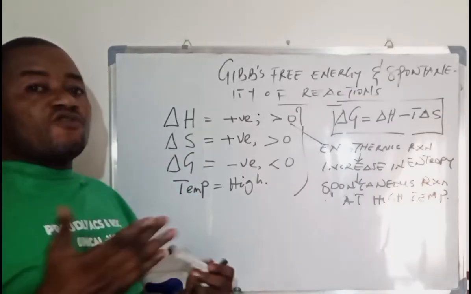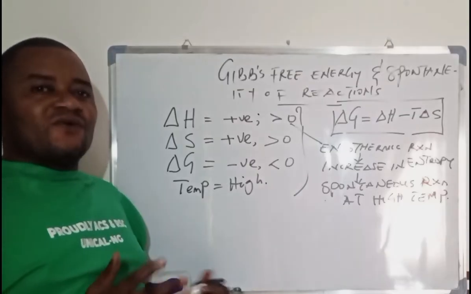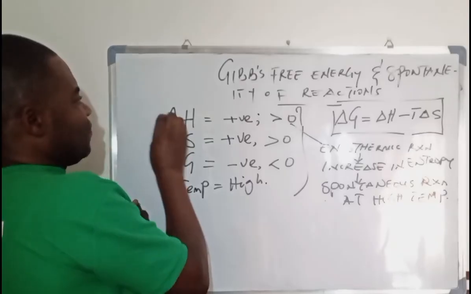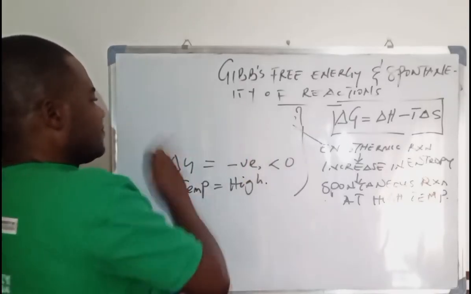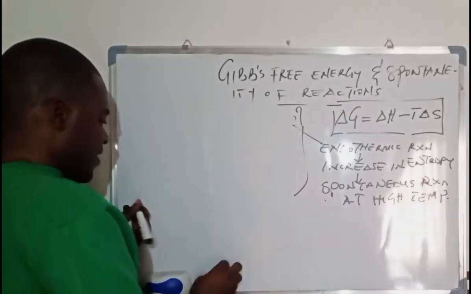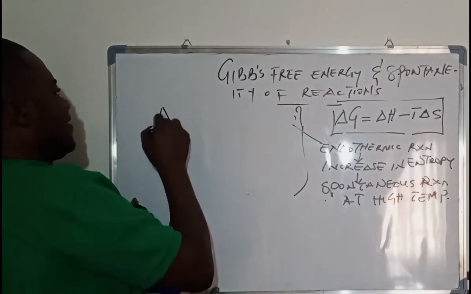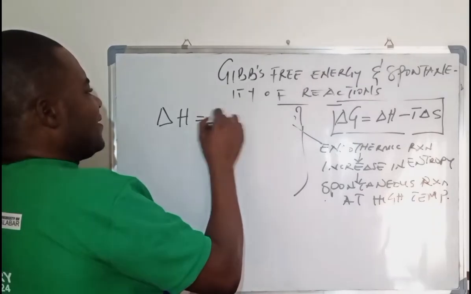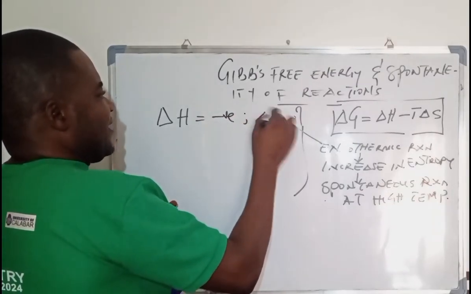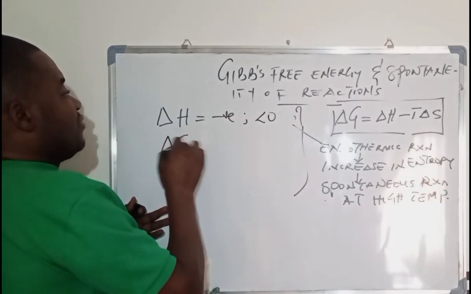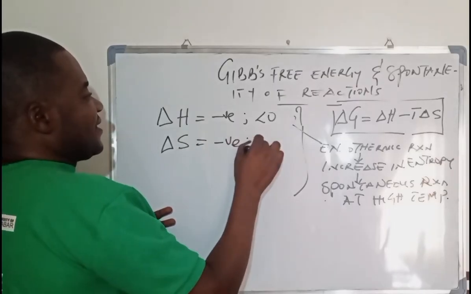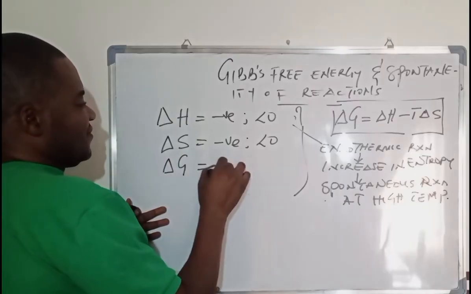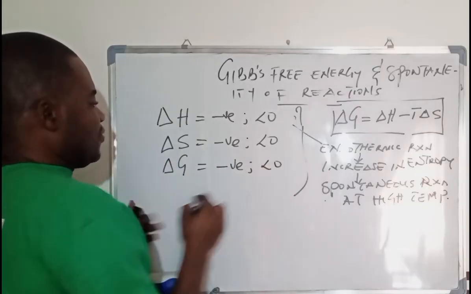Now we're going to look at another scenario, where perhaps our enthalpy is rather negative, that is less than 0. Our entropy is negative, that is less than 0. Our delta G is negative, that is less than 0.